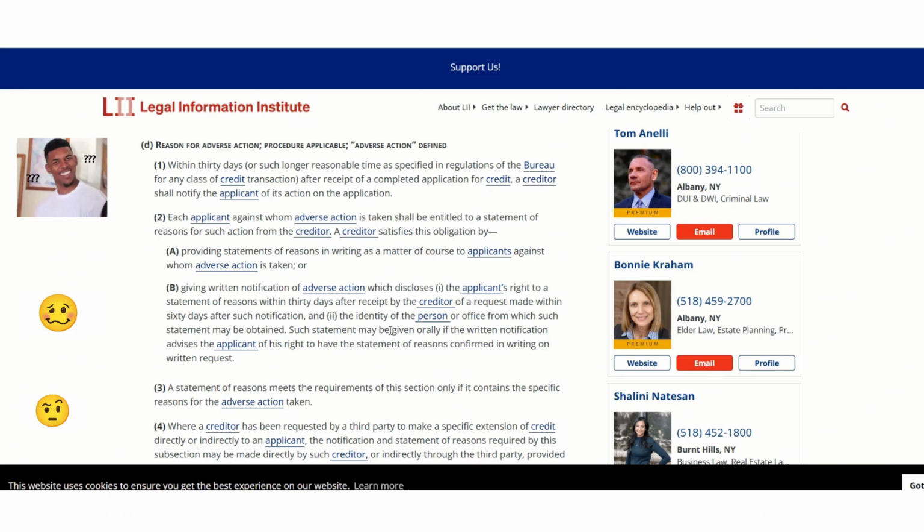Such statement may be given orally if the written notification advises the applicant of his right to have the statement of reasons confirmed in writing on written request, right? So, or given written notifications of adverse action which discloses the applicant's rights to a statement of reason within 30 days after receipt by the creditor of a request made within 60 days. Yeah, I believe you got to make the request within 60 days.